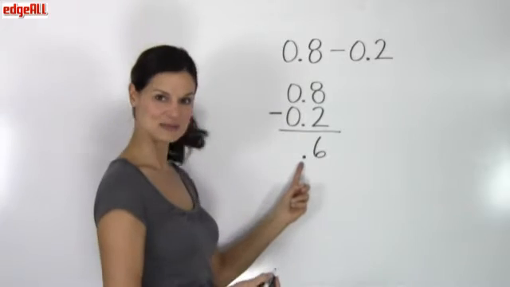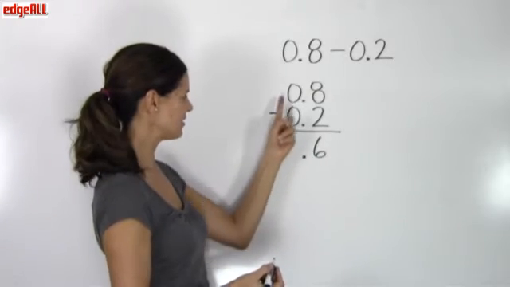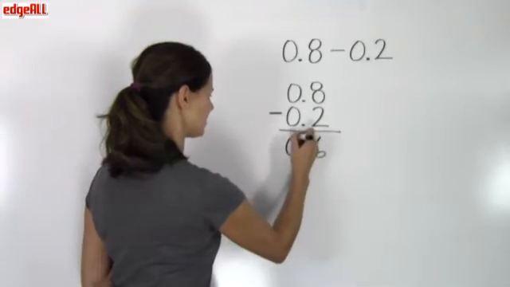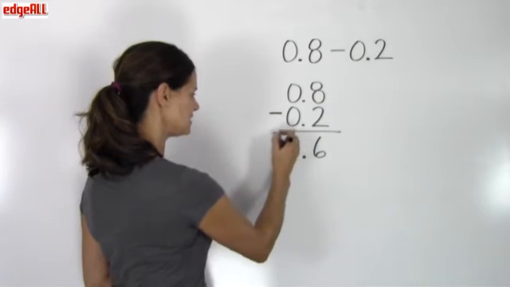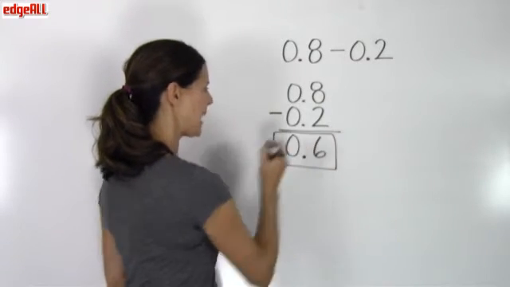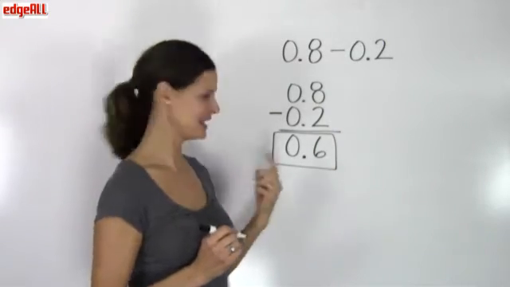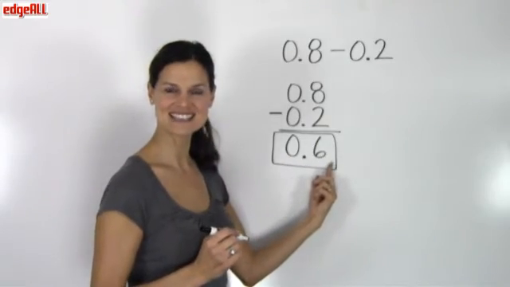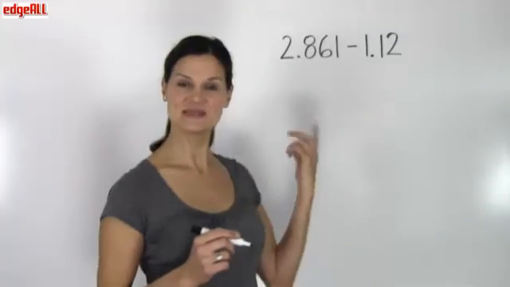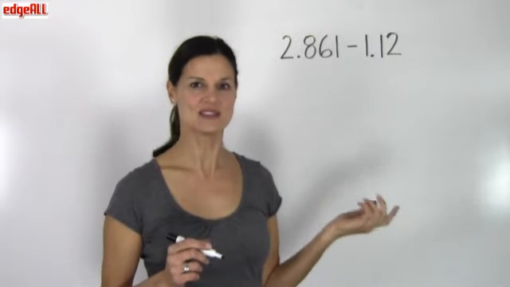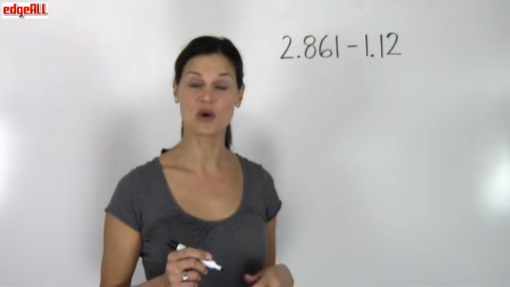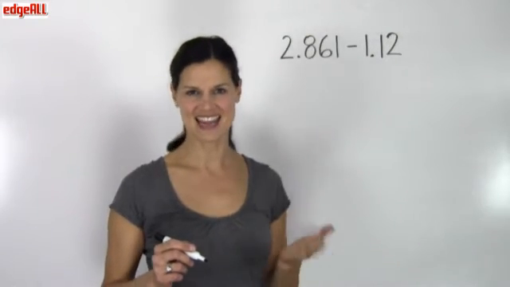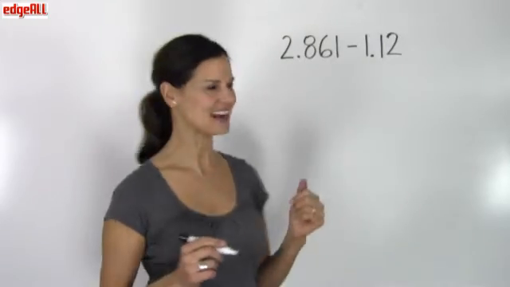Don't forget your decimal place. And then 0 minus 0, I just leave this 0 here. And my answer to 0.8 minus 0.2 is 0.6. This next problem of subtracting decimals is a little bit more complex, but we're going to use the method of lining them up vertically and subtracting.